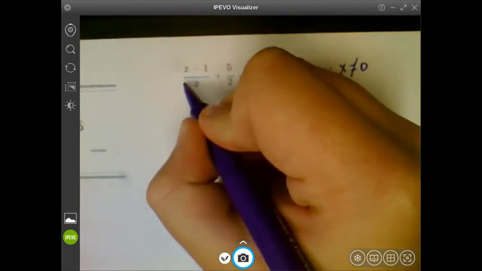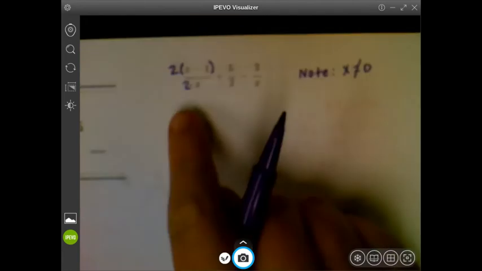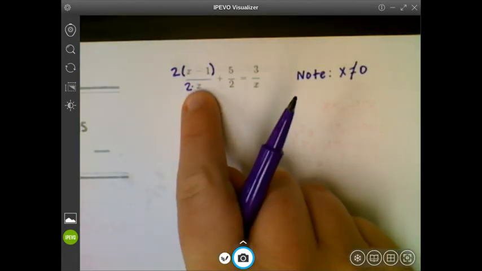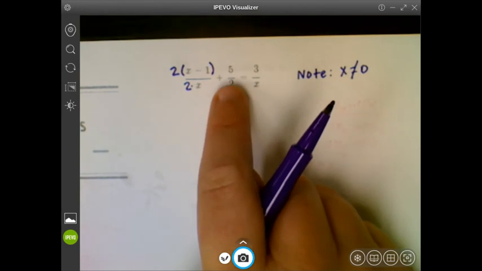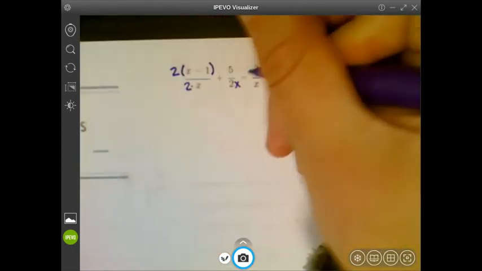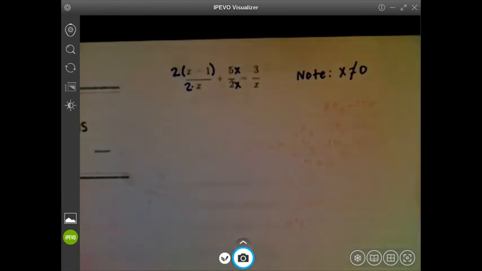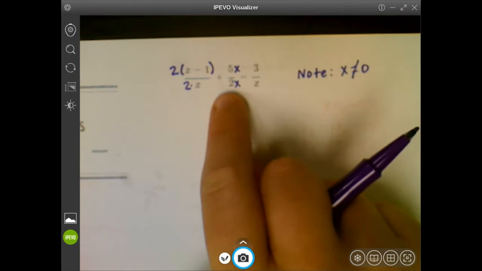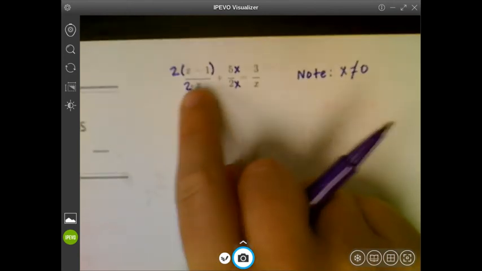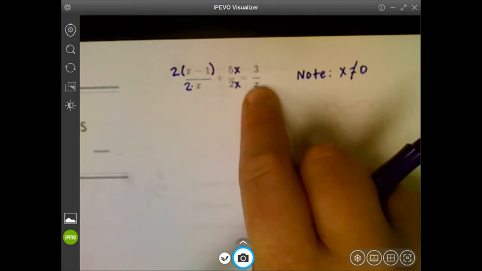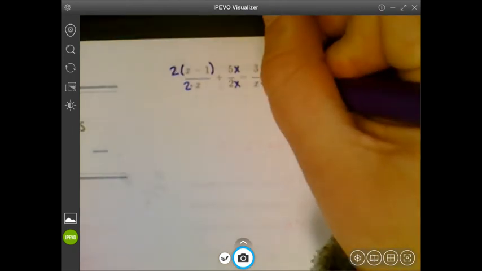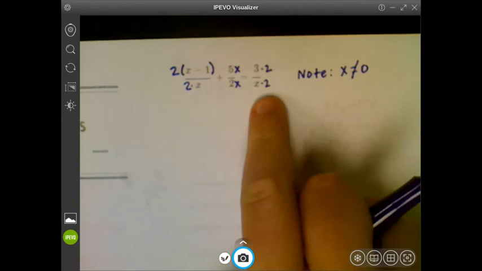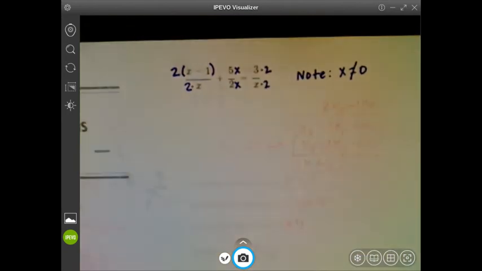So what you can do is times this fraction by 2 on the bottom, and it also means you times the top by 2. And so this denominator would be 2x. With this fraction, to get it to be 2x, you times it by x on the top and on the bottom. Now this fraction also has a 2x. So you could add these together and put them into one fraction, or we could wait and get this last fraction to be over 2x. So you would have to times this by 2. And now all of our denominators are the same.